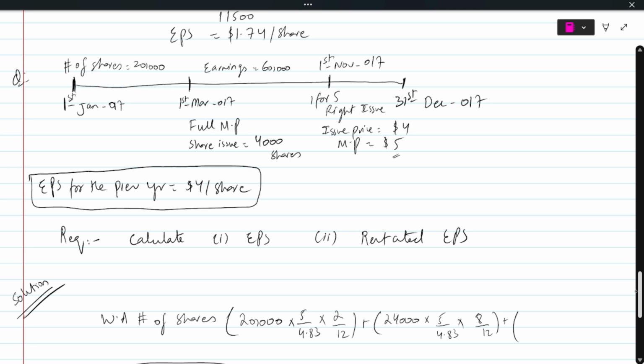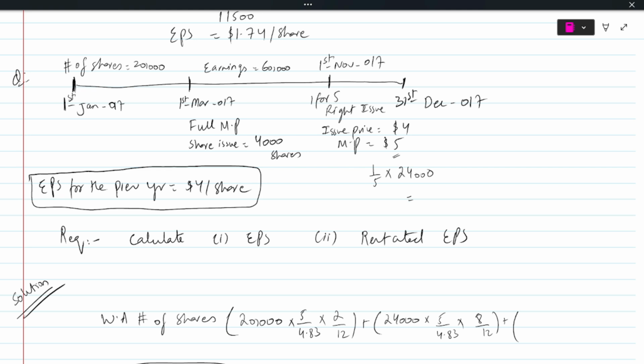And then there is a 1 for 5 right issue. Now, how many shares did we get in this 1 for 5 right issue? That is something I will have to calculate. So 1 for 5 into the number of shares, but 24,000 and not 20,000, because 20,000 is the number of shares at the start of the year, right? But then there was a full market price share issue of 4,000. So 20 and 4 is 24,000. So now I'm going to multiply this 1 over 5 with 24,000.